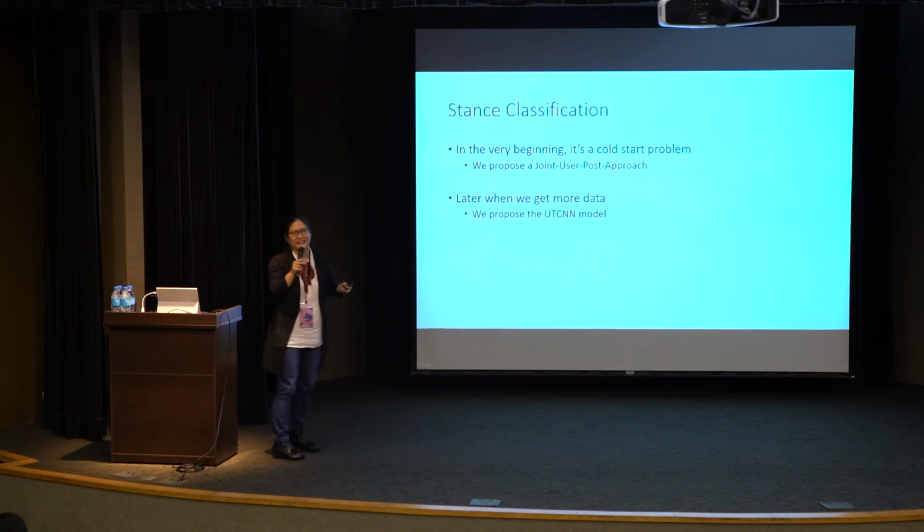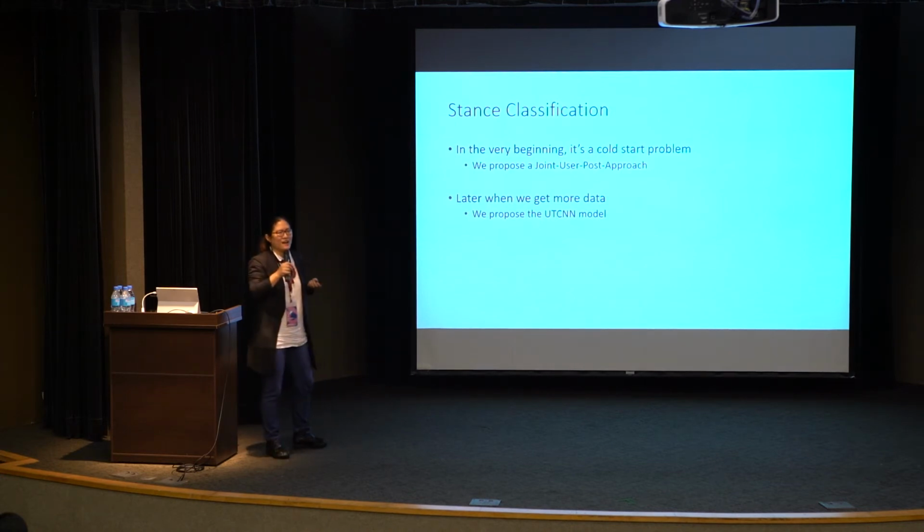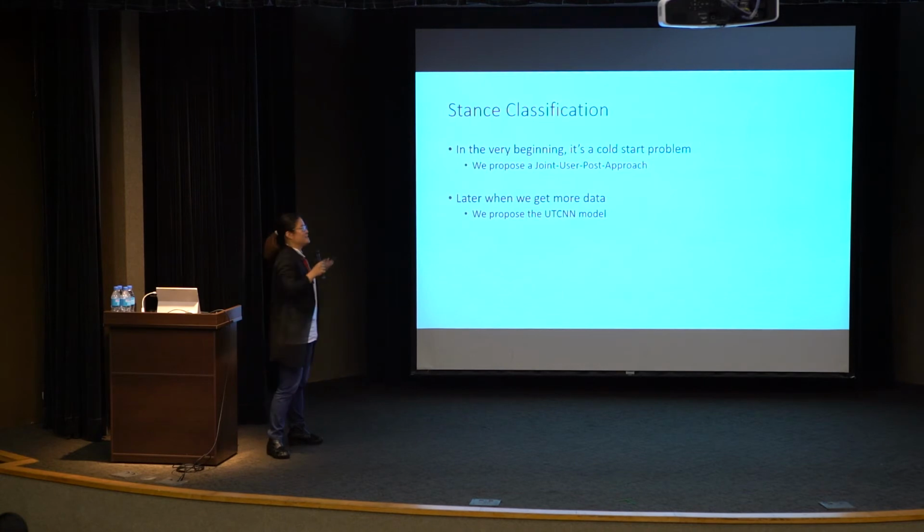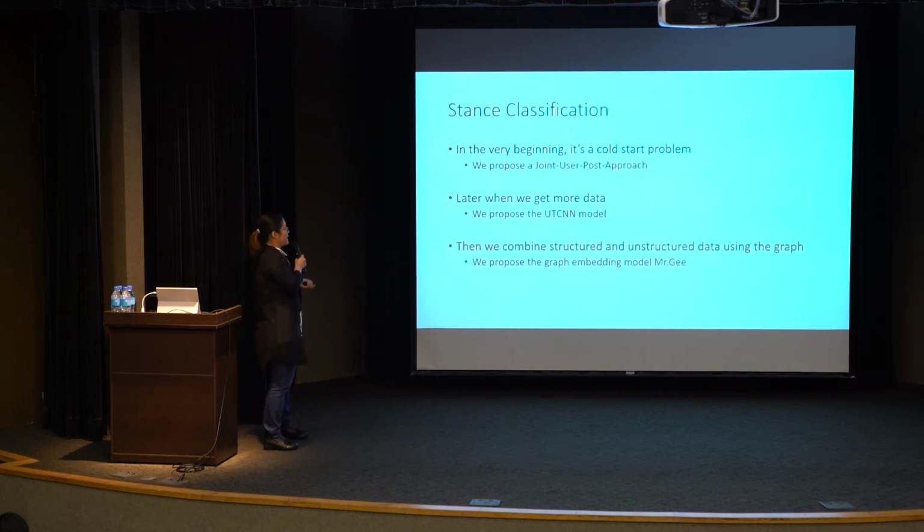Later, when we get more data, it's very common in our research life, right? Later, when we get more data, we can start to use deep neural network models. But in the beginning, we don't have that much data. So in the second stage, we propose the UTC model. It considers user information, user behavior, the topic information, and also the content information of the post to do the stance classification.